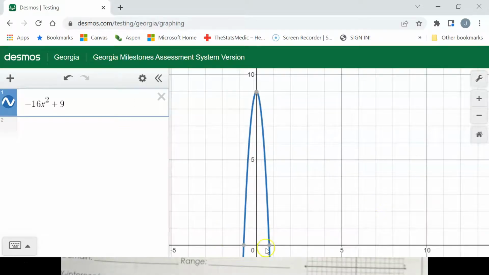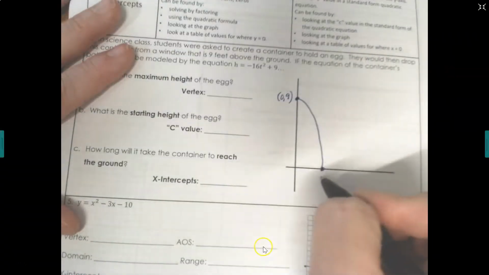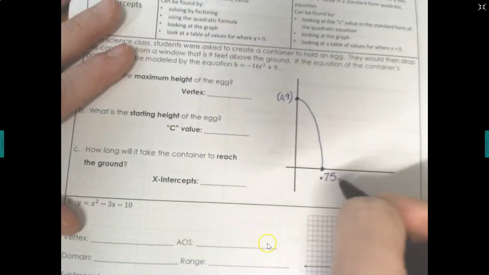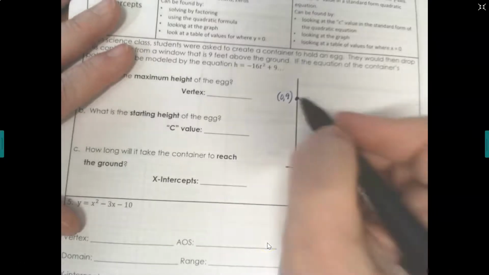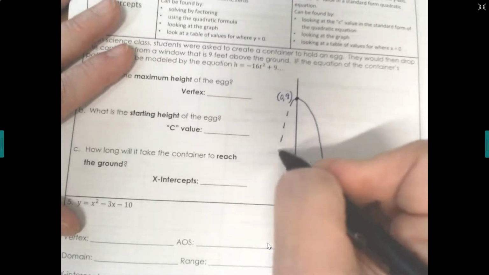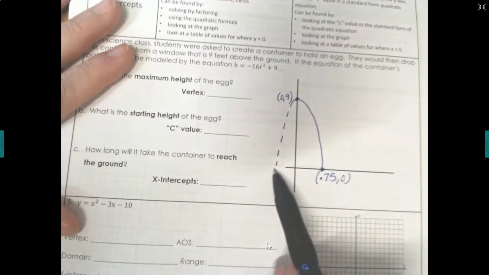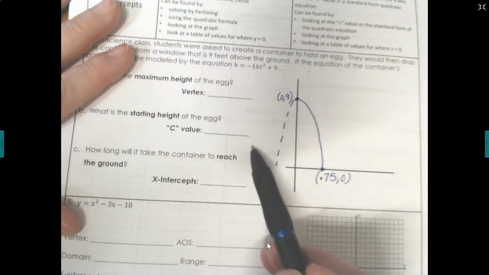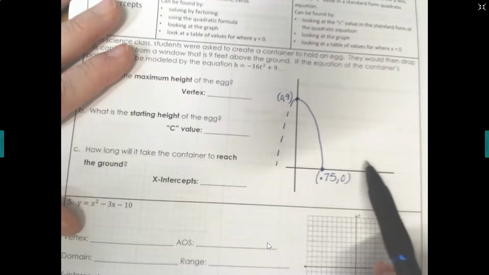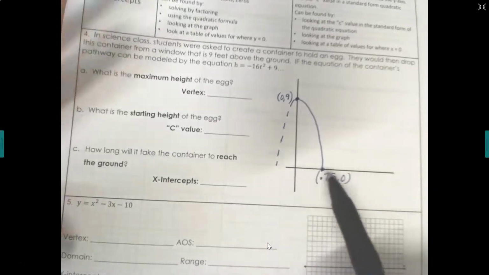So let's pull that back up. This point is (0.75, 0), and that is the name of that point. There is another point over here. We don't want this point because this is non-real world. If something happens in the real world, we stay in the first quadrant. So we're just naming our stuff here.